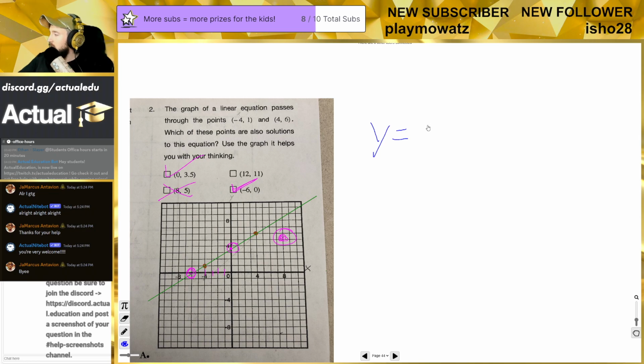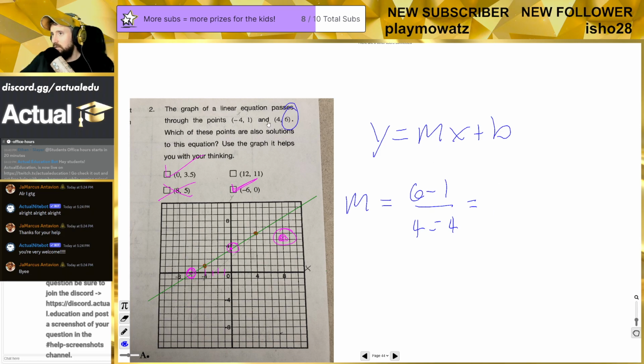We do 1 minus 6, so negative. So it's y is equal to mx plus b. This is what's called slope-intercept form. We need to calculate m. M is the slope. I think it's 5/8. Yeah, it is. Because what you did is you did 6 minus 1 over 4 minus -4.